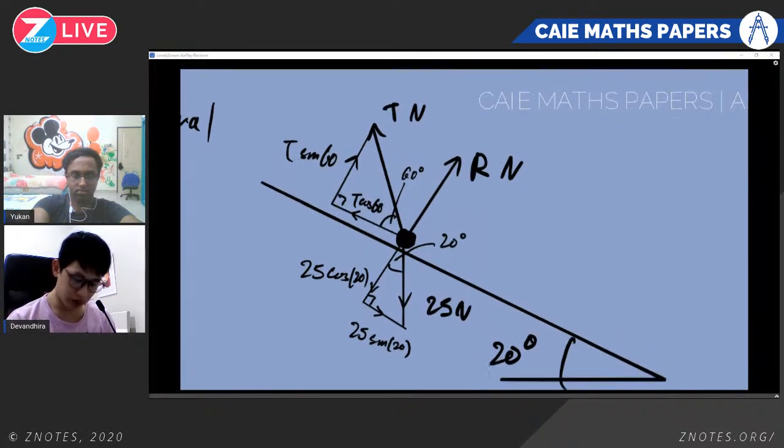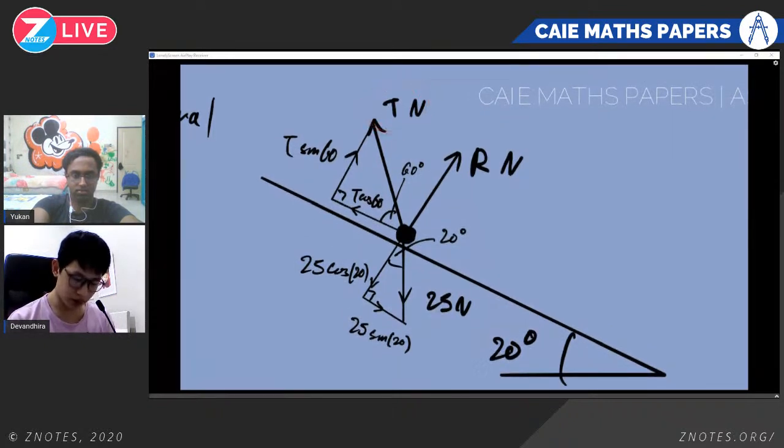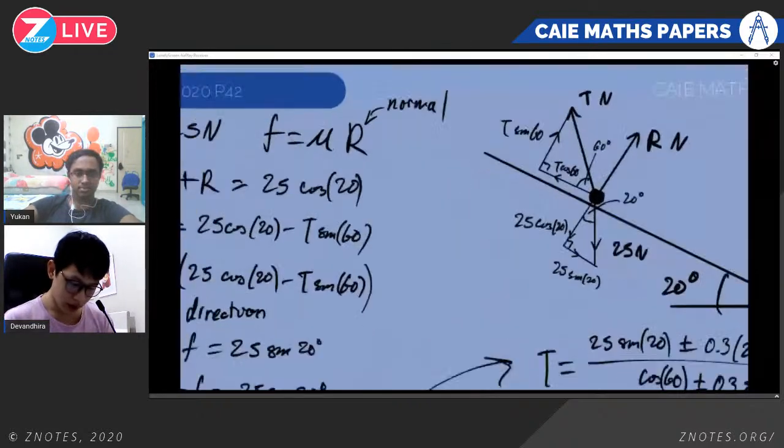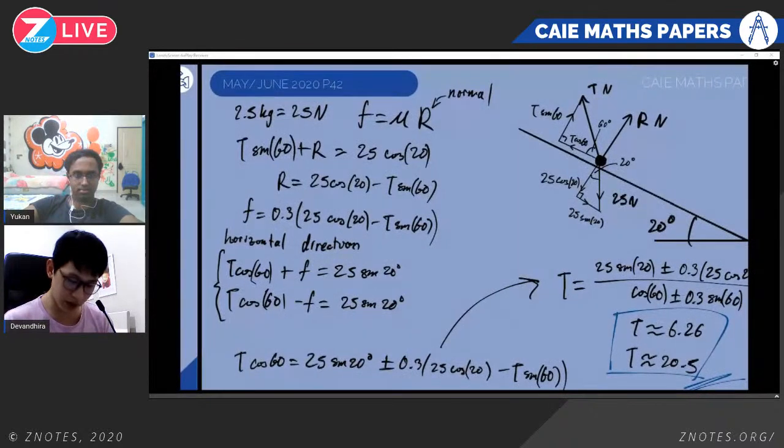Also for the other one, for T newtons, since this is 60 degrees, I just wrote everything, just in case I need them. You never know if you need them, so you try to find as many pieces of information as possible. So this is the opposite, sine 60. This is the adjacent, cosine 60. Right. So as the question said, we need to find the greatest and least possible values of T.